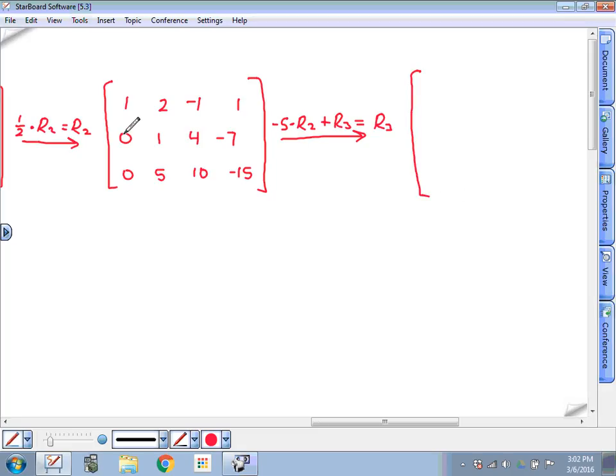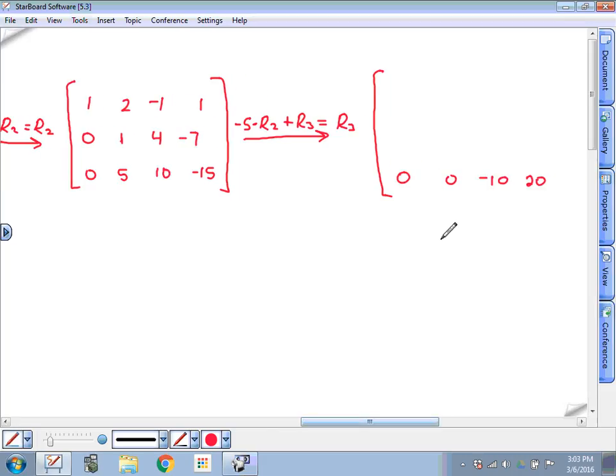Negative 5 times 0 is 0. 0 plus 0 is still 0. It's important that you keep the 0 there. Negative 5 times this 1 right here is negative 5. Negative 5 plus 5 is 0. Negative 5 times 4 is negative 20. Negative 20 plus 10 is negative 10. And then negative 5 times negative 7 is 35. 35 minus 15 is 20.